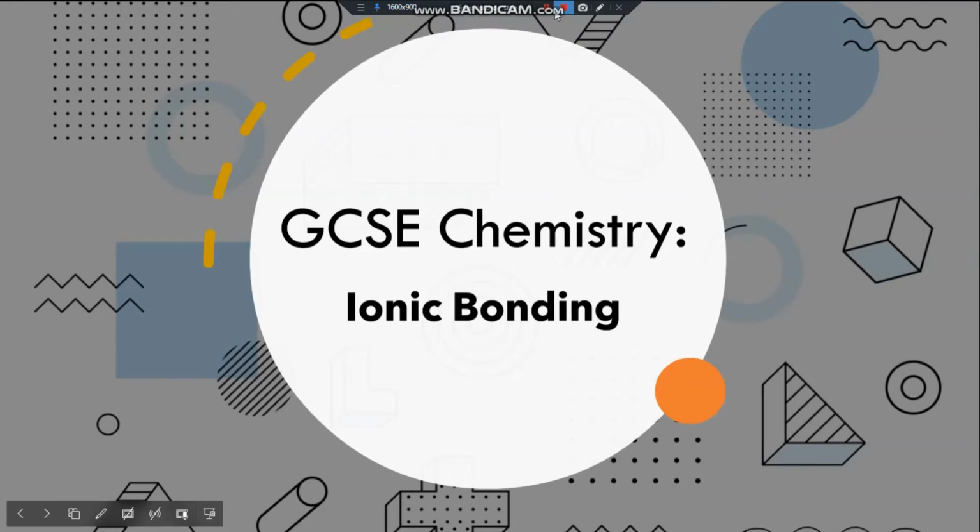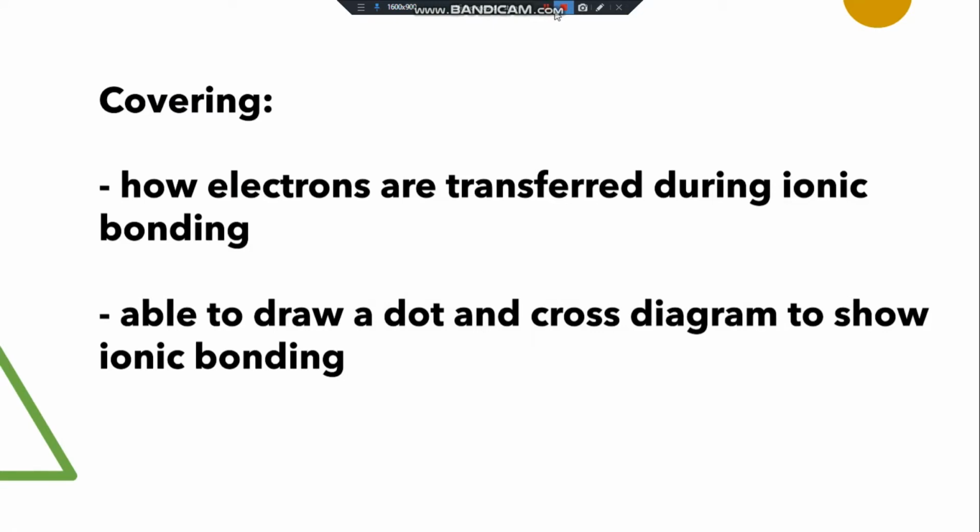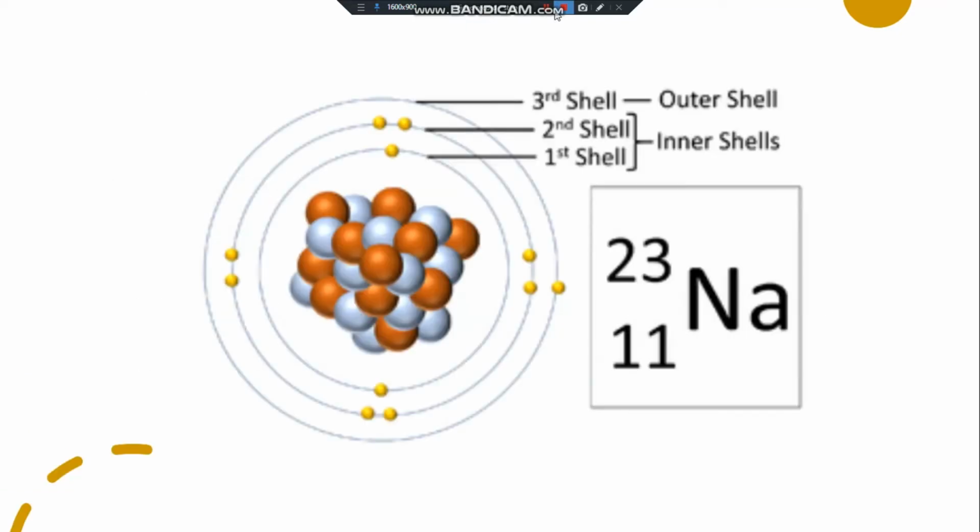Guys, today I'll be going over GCSE chemistry, specifically ionic bonding. So today we'll cover how electrons are transferred during ionic bonding and how to draw a dot and cross diagram to show ionic bonding.